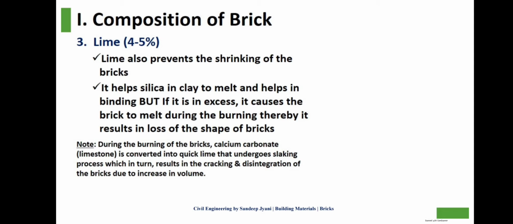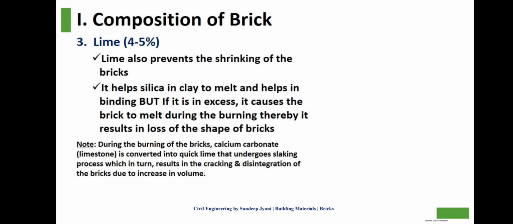Third, lime 4 to 5%. Lime also prevents the shrinkage of the bricks. It helps silica in clay to melt and helps in binding, but if it is in excess, it causes the brick to melt during the burning, thereby resulting in loss of the shape of the brick.